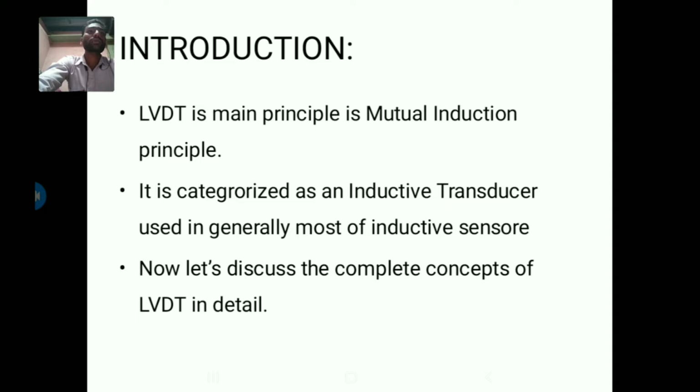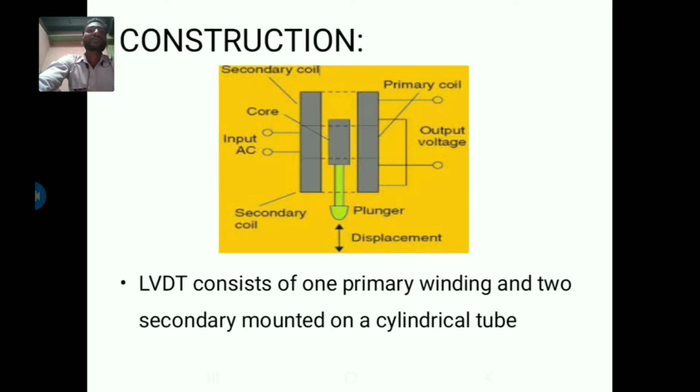And now let's discuss the concept of LVDT in detail. Construction of LVDT. This is the schematic diagram: two secondary coils and one primary coil, and in the center an iron core. This iron core is movable inside the tube. When the iron core is displaced inside the tube, EMF can be induced.